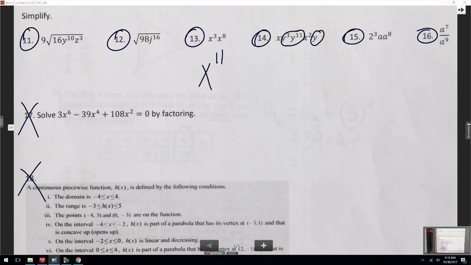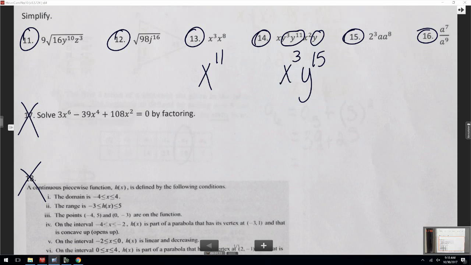What would you get? Y to the 15. 3 plus 11 is 14, plus this one extra one is 15. Very good. And then what else is there? There you go. X to the first and x to the second would be x to the 3. Very good job. Everybody okay so far? Just a review from Algebra 1, okay?